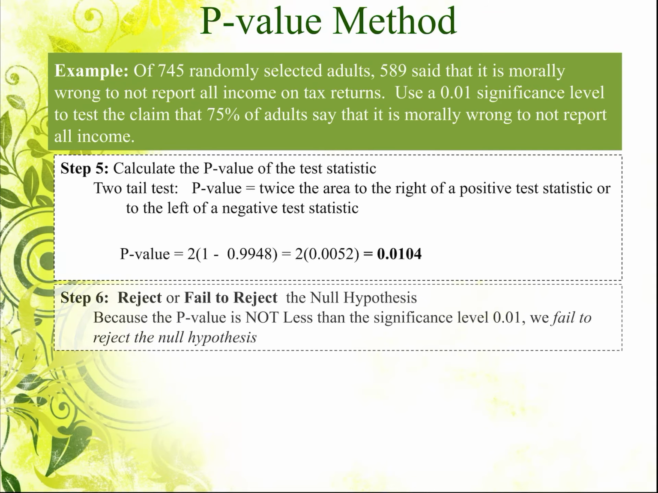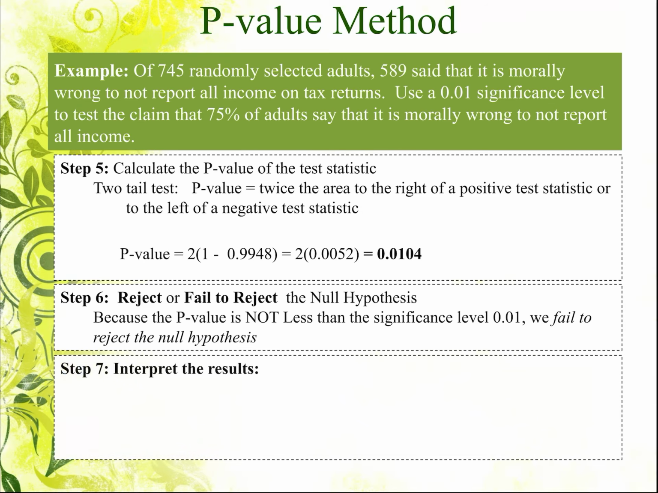Now remember, we're comparing the p-value to the significance level. So since our p-value is not smaller than the significance level, then we're not in the critical region. We fail to reject the null hypothesis. So I'll say it one more time. Since our p-value is bigger than the significance level, we are not in the critical region and we fail to reject the null hypothesis. So let's interpret that.